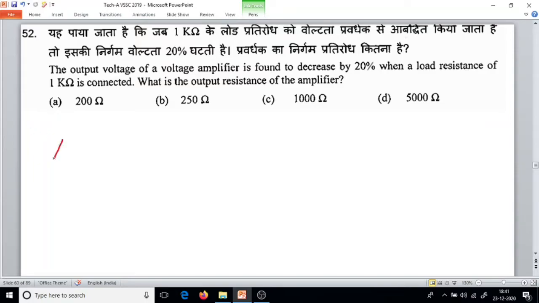We have to find the output resistance of the amplifier. If we have an amplifier, AV into VI is the amplifier gain multiplied by the input, and we have a drop. This is our load. We have connected the load, that is 1 kilo ohm. And this is the internal resistance of the amplifier. This R we have to find. Now without this load, what was the output? AV into VI was the output.